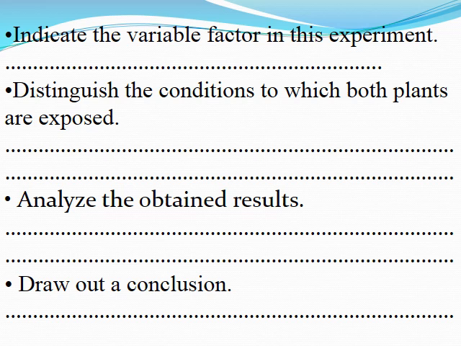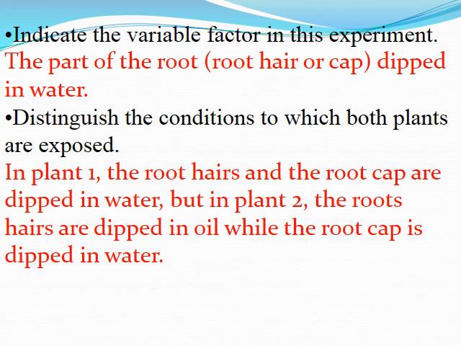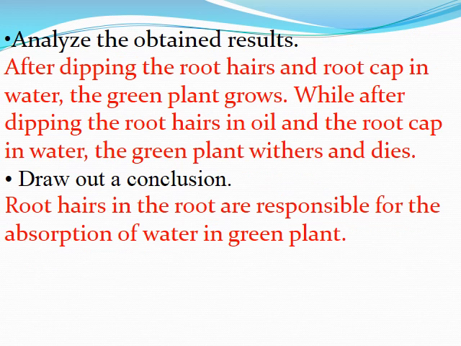Indicate the variable factor. It presents the position of the root hair, the part of the root which is dipped in water: root cap or the root hair. Distinguish the conditions to which both plants are exposed. In plant 1, root hairs and the root cap are dipped in water, but in plant 2, the root hairs are dipped in oil while the root cap is dipped in water.